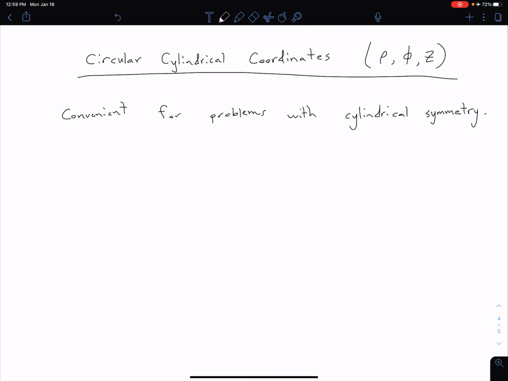The next coordinate system we're going to look at is our cylindrical coordinate system, or to be more specific, our circular cylindrical coordinates. And our three variables that we're going to use to define points and vectors in this system are rho, phi, and z, as we see in the upper right of the screen. As we've talked about before, this is convenient for problems with cylindrical symmetry, for example, transmission lines, and we'll see how the math works out for that a little later on.